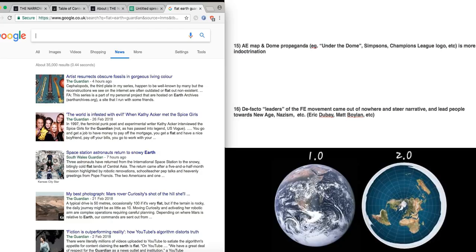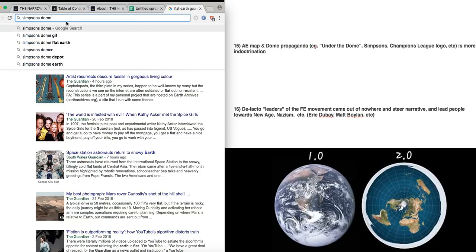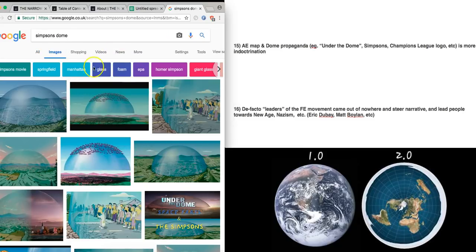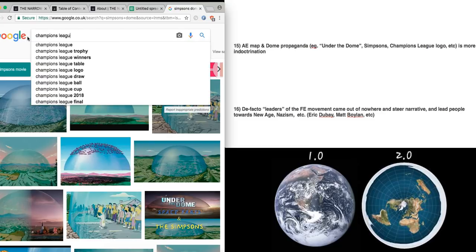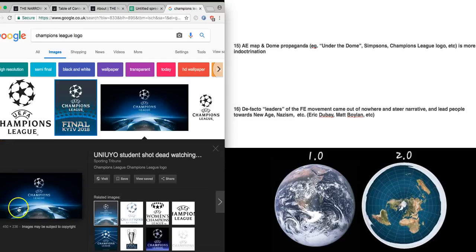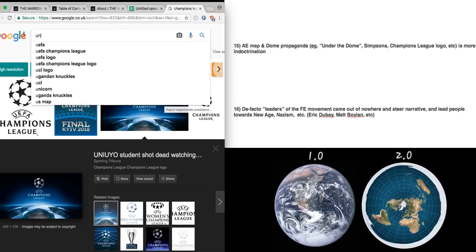And going back to point 15, which I jumped over, you've got The Simpsons showing the dome. You've got the Champions League showing the dome here as well. You've got Under the Dome.